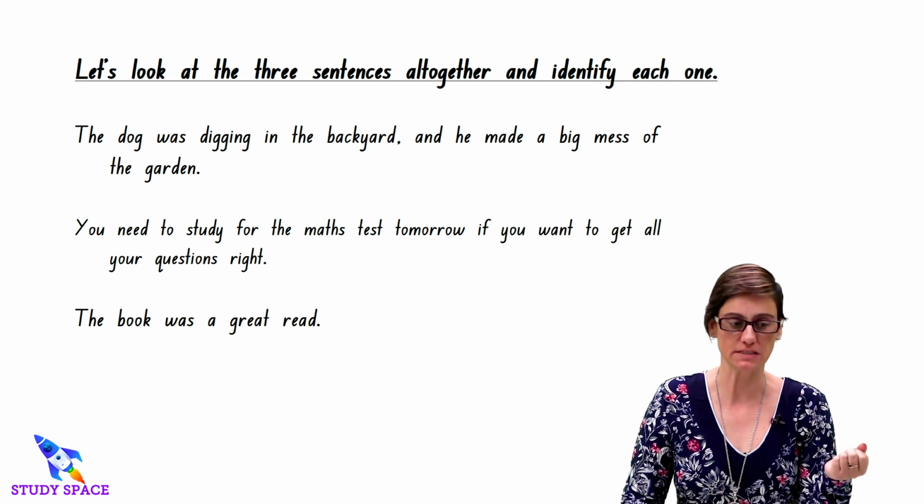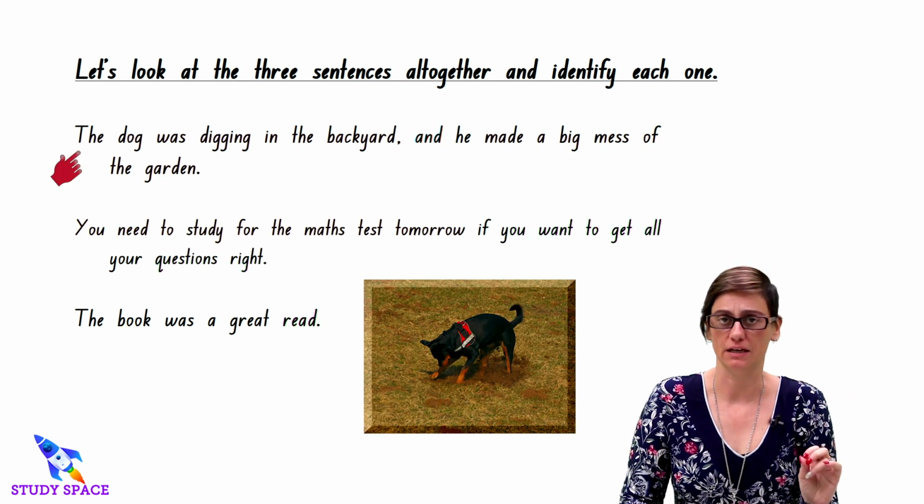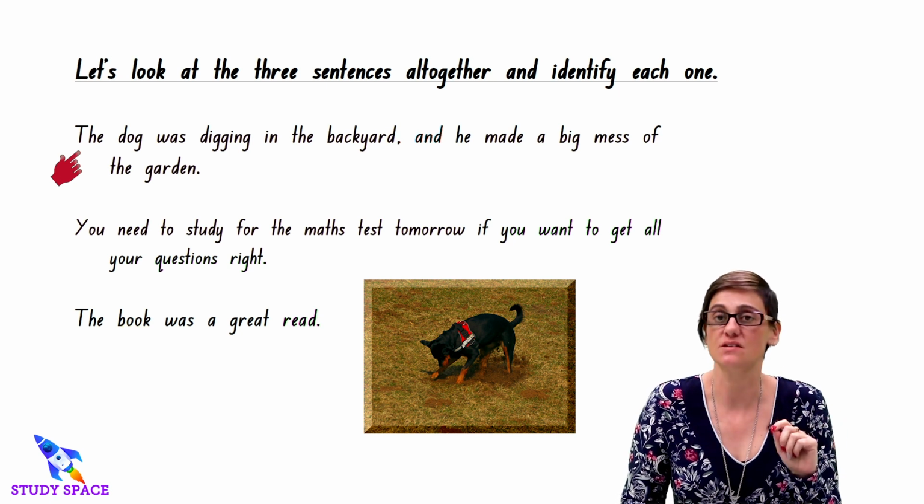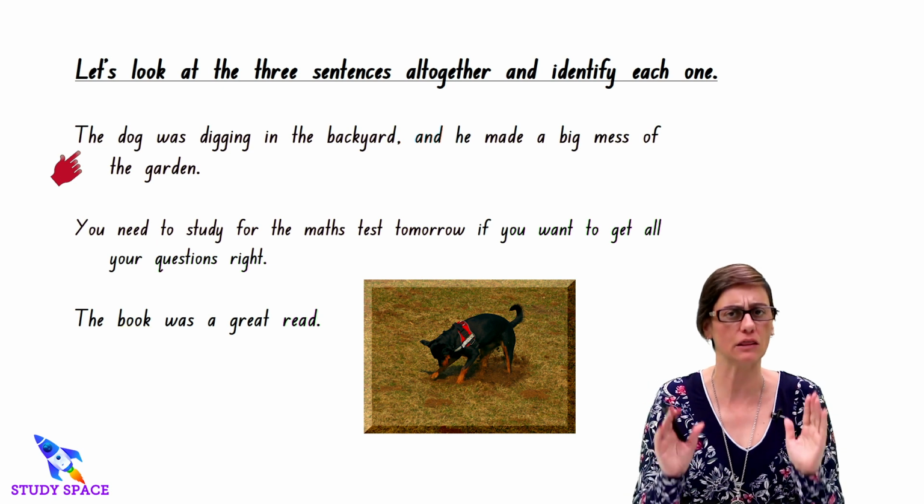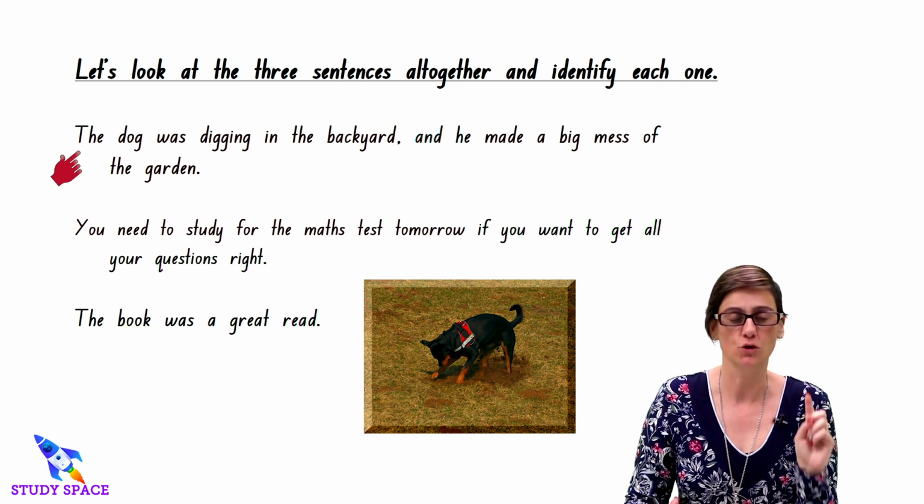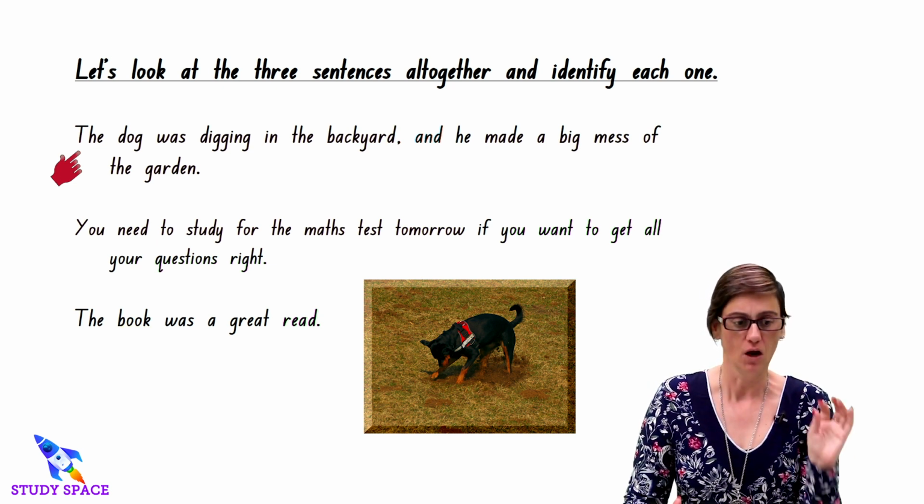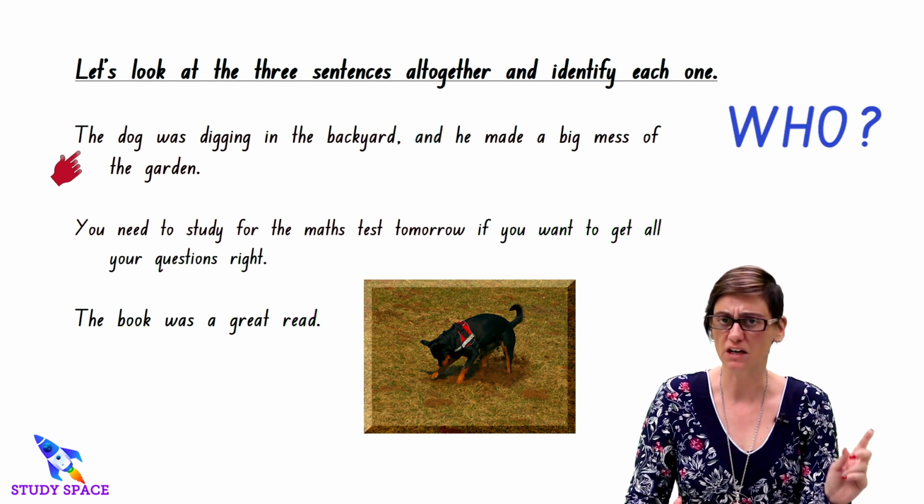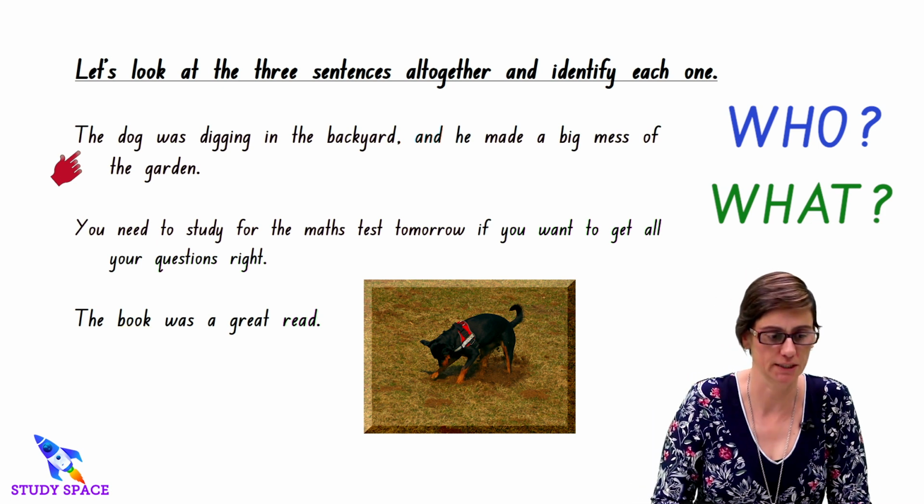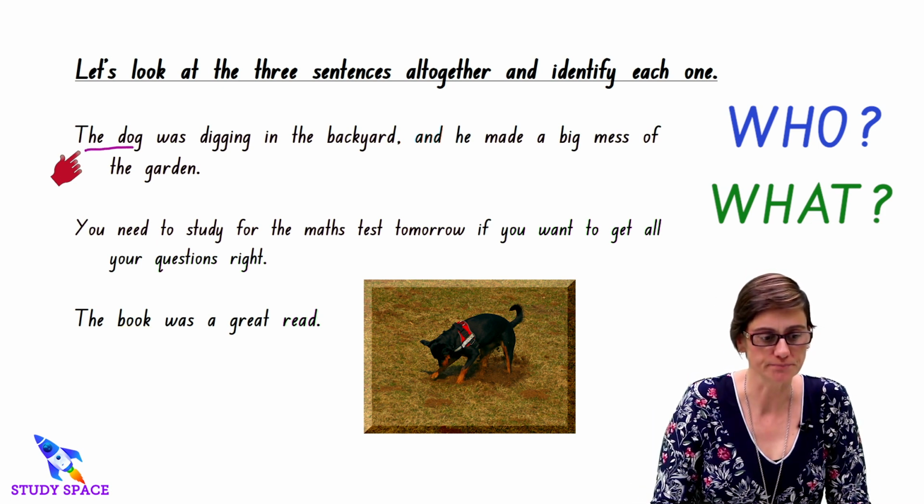All right, so my first one is, the dog was digging in the backyard and he made a big mess of the garden. Okay, so let's have a look for our independent clause, so our complete thought first, okay? So who's the who and what are they doing, okay? The dog was digging in the backyard. Have I got a who and a what? I do. Okay, so we'll underline that.